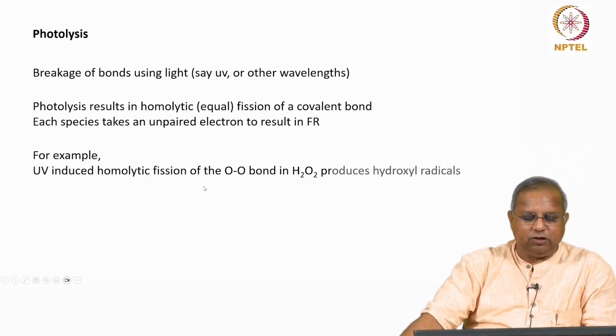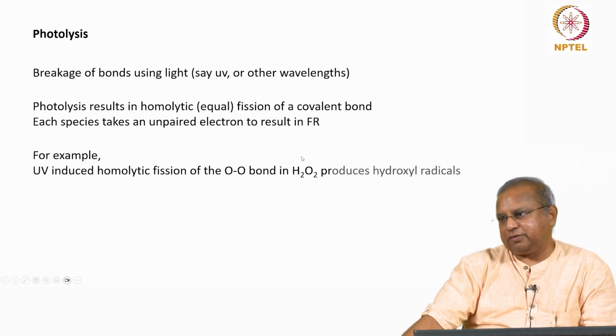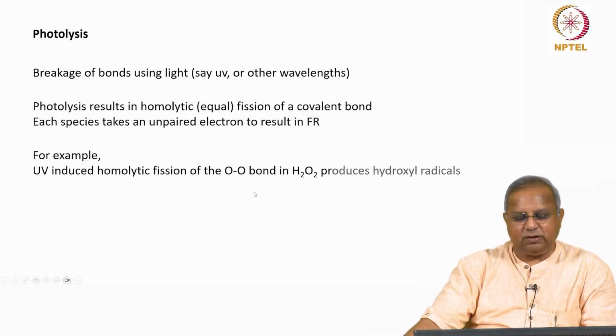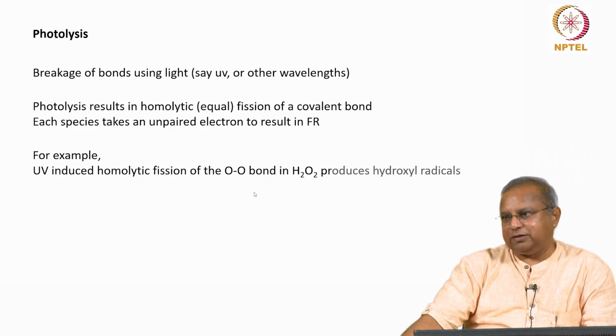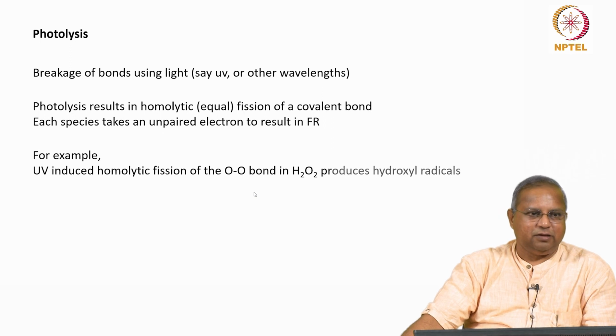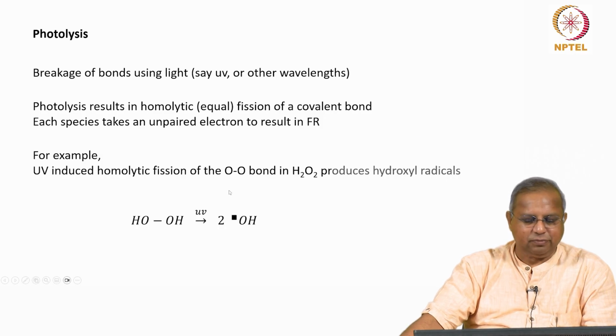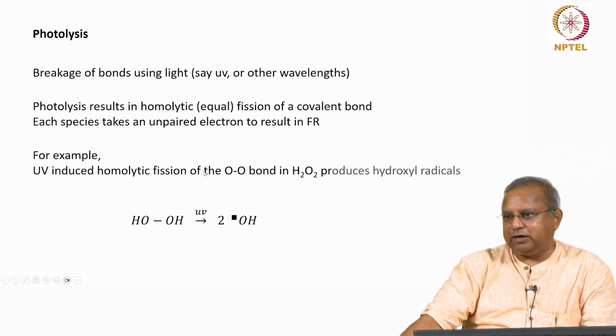For example, UV induced homolytic fission of the O-O bond in H2O2 produces hydroxyl radicals, right. So, there is the O-O bond, if it is broken by UV, then you get hydroxyl radicals, and that is the basis for a lot of environmentally useful treatments. It is UV based decomposition of organic waste using hydrogen peroxide, a well known technique, and a lot of work is available on that. So, this is what happens: you have H2O2, you put in UV, you get two hydroxyl radicals, and this is actually what does the treatment.